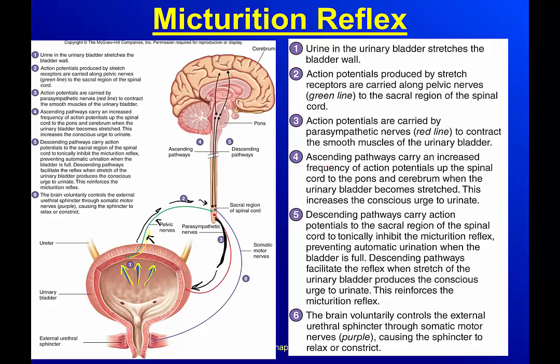The ascending pathway. Remember, this isn't just going to go over here. You also have another pathway that goes up to the higher levels of your brain. So it carries an increased frequency of action potentials up the spinal cord to the pons and the cerebrum. Remember, cerebrum's the outside. When the urinary bladder becomes stretched, this basically gives you that conscious idea of, I have to go pee, I have to go to the bathroom.